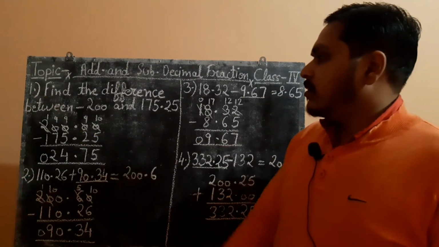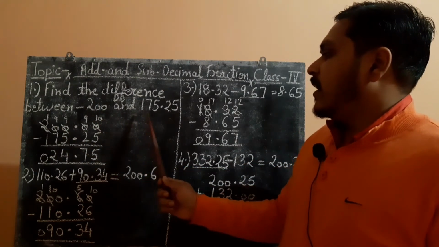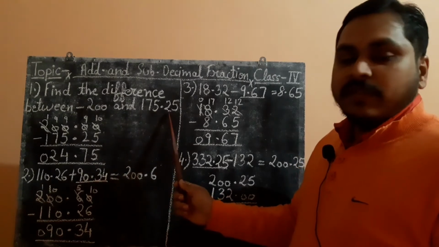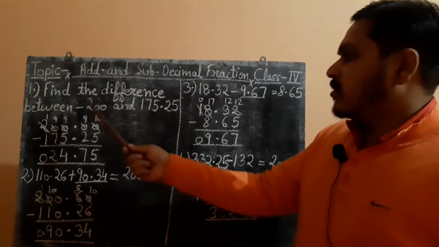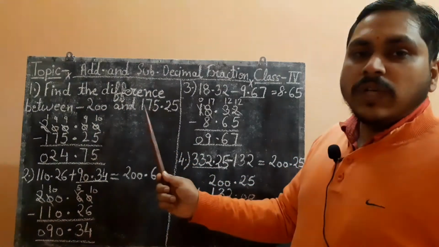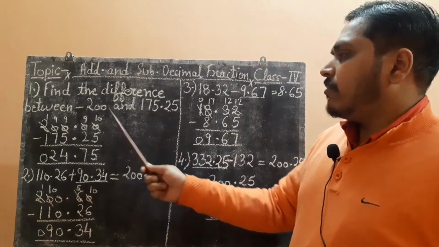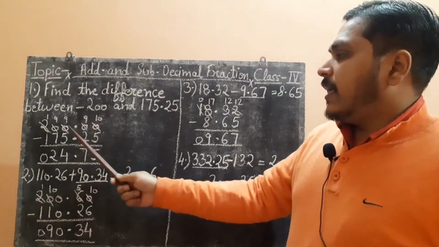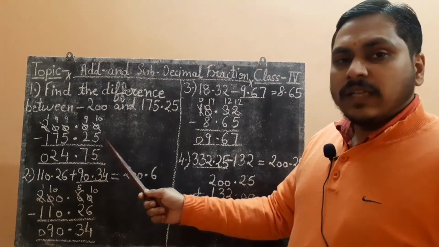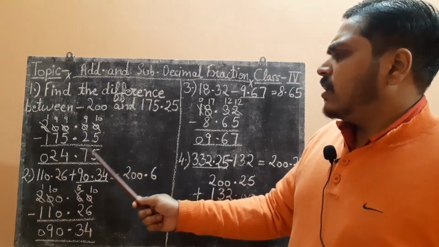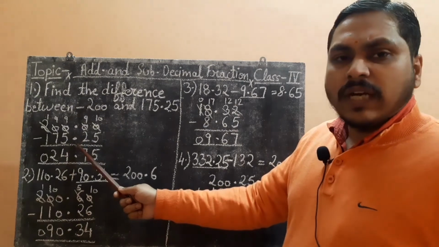See the first question. Find the difference between 200 and 175.25. Now in this question you have to subtract these two numbers because the question is asking the difference between the two numbers. So you will subtract 175.25 from 200. The greater value will be placed at the top and the smaller value will be placed at the bottom. Now the decimal should be placed one below the other.